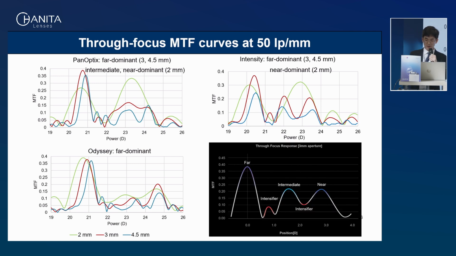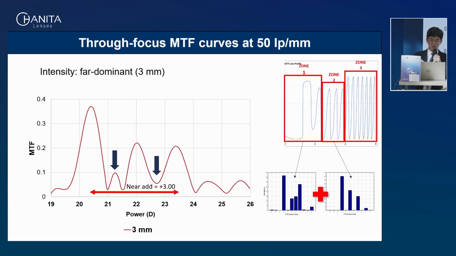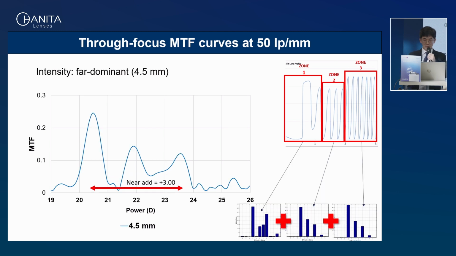Let's look more closely at each MTF curve with the different pupil sizes. With the 2mm pupil size, Intensity is more near dominant, which agrees with their intention with the zone 1 segmentation. And with the 3mm pupil size, it is now far dominant, but also has well distributed energy with intermediate and near, which agrees with the zone 1 plus 2 segmentation combination. And if you go up to 4.5mm, it maintains far dominance with the intended zone segmentation, so it now includes zone 3. So it all matches with the through focus MTF curves.